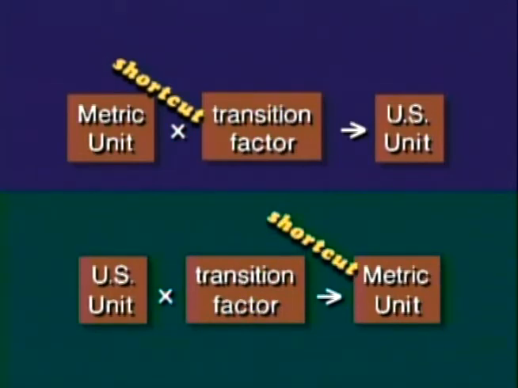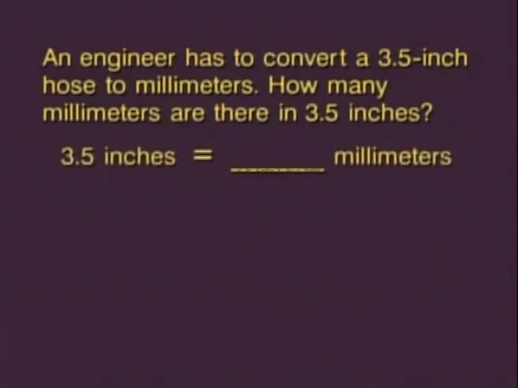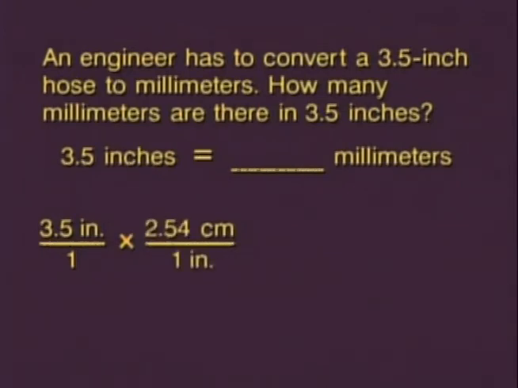Here's an example. An engineer who designs parts for cars has to convert a 3.5-inch hose to millimeters. How many millimeters are there in 3.5 inches? First, write the problem in equation form. 3.5 inches equals an equivalent number of millimeters. Next, write 3.5 inches as a fraction and decide on the transition factor. We're converting to the metric system, so the metric unit centimeter must be in the numerator. 2.54 centimeters over 1 inch.